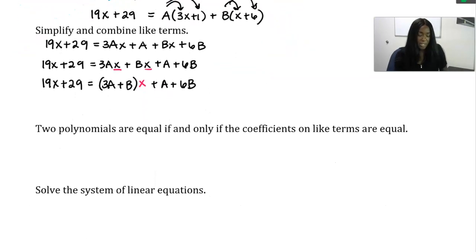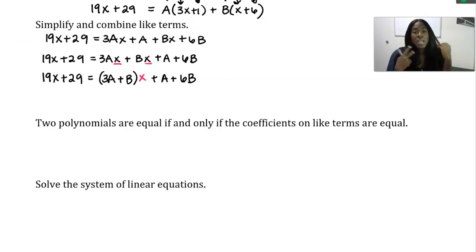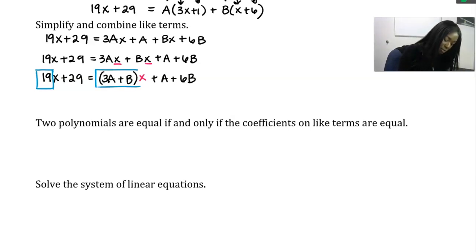The next step tells us that two polynomials are equal if and only if the coefficients on like terms are equal. So what does that mean? We are saying that the left side of this equation is equal to the right side of the equation because we have an equal sign in between them. But the only way that all of this can be equal to all of that is if the number in front of x on the left side of the equation is equal to the number in front of x on the right side of the equation.